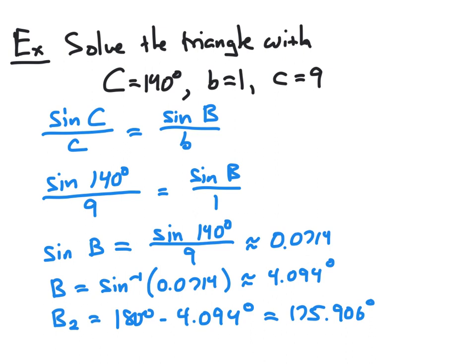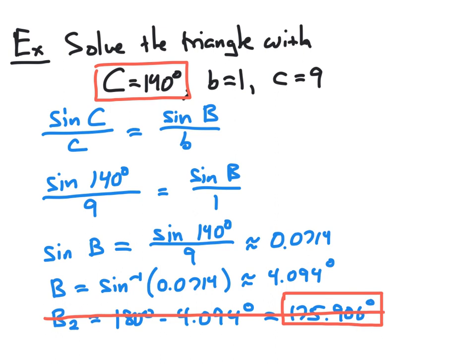This is always the potential angle that we need to check, but we have to determine whether or not it will be a solution. Now notice here that we already have an angle that's 140 degrees, and if this second angle were indeed an angle in our triangle, we would have the angle sum being well over 180 degrees. Those two added together will certainly be greater than 180 degrees, plus a third angle in our triangle. And so that tells us that this second value of B will not be a solution in this particular example. So we only have one value of B here, and that is 4.094 degrees.